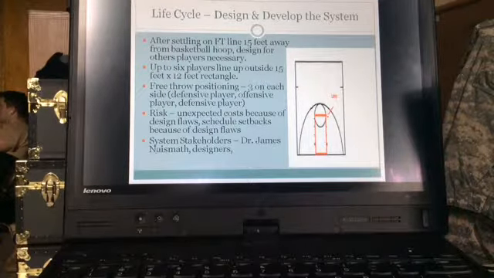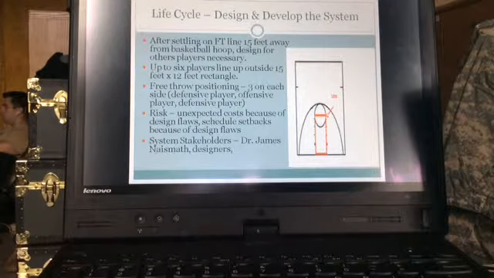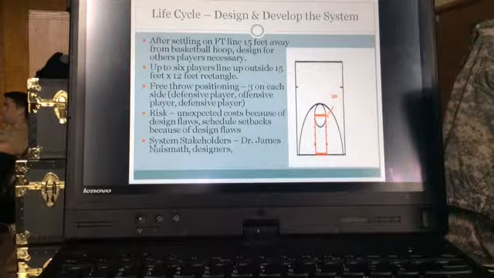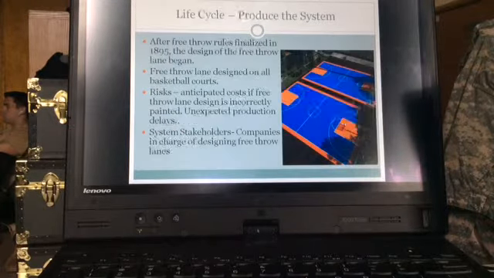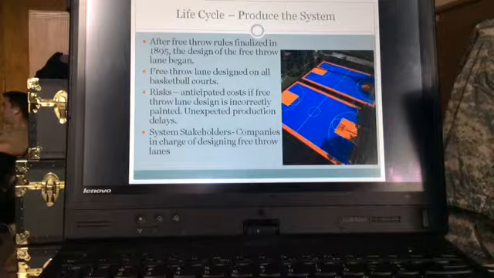System stakeholders, once again, Dr. James Naismith, who's overseeing the design, and designers who will paint on the free throw lines on all the basketball courts. The next step of the life cycle has to do with producing the system.